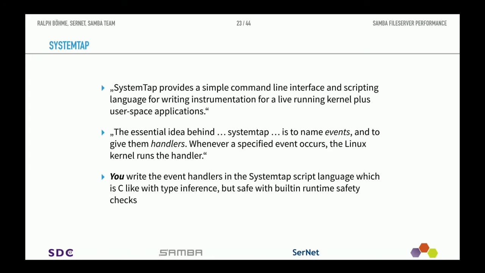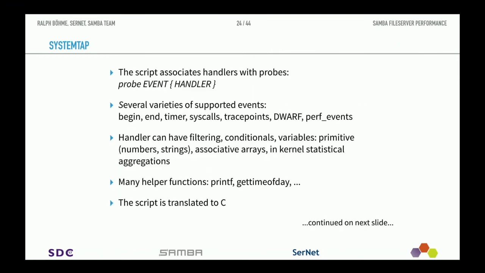So for every fired event probe in your application, you take a context switch into the kernel. You write the event handlers in the SystemTap script language, which is C-like with type inference, but safe, hopefully, with built-in runtime safety checks. The script associates handlers with probes, and this is the basic syntax. The keyword is probe, event is a name, and handler is a function where you write the code that does whatever you want. You can do a printf, you can count, you can do statistic aggregations, whatever is appropriate for the task.